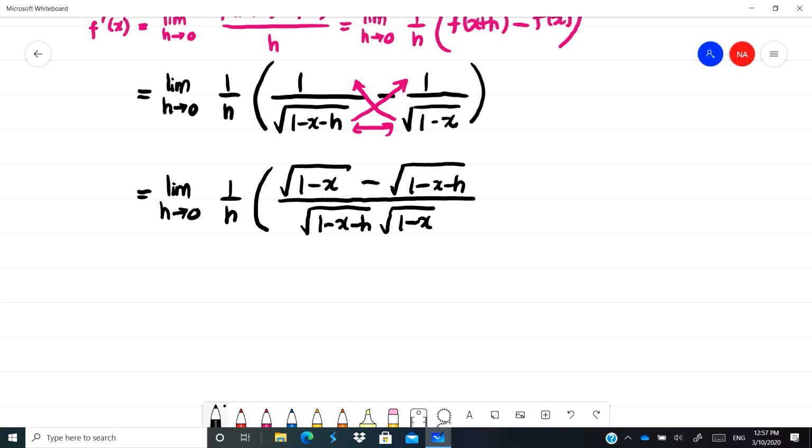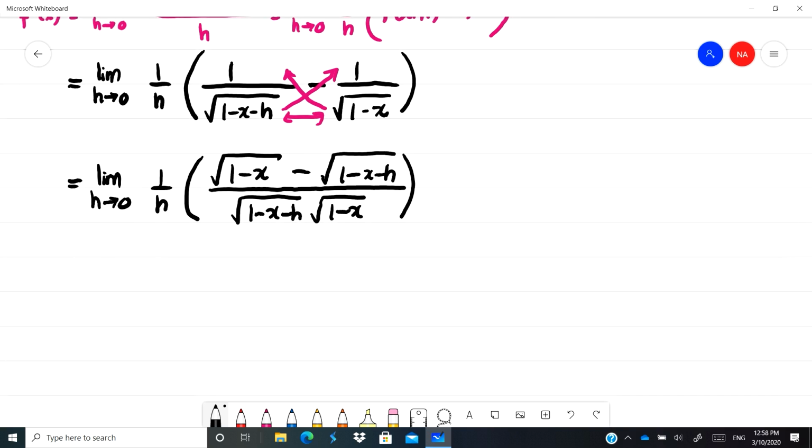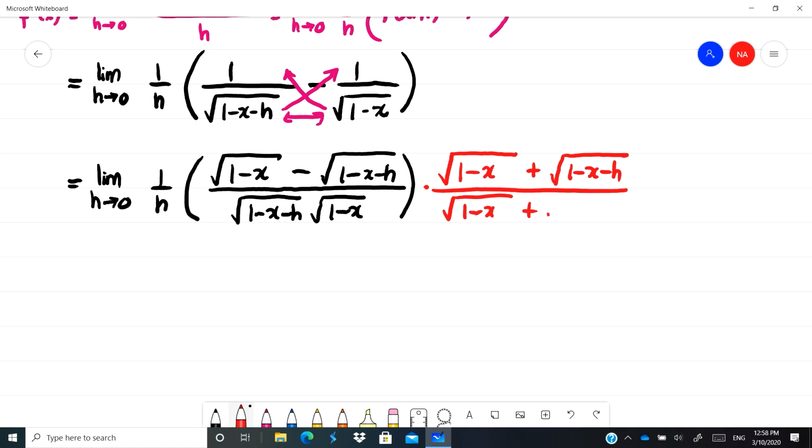The denominator. Well, we have this part and we can't do anything. The goal is to cancel this h here, but where is the h at the numerator? So to do that, again, you have to multiply with the conjugate of the numerator. So in this case, the conjugate will be plus there, all right? So 1 minus x minus h. So the whole thing over square root 1 minus x plus square root of 1 minus x minus h.